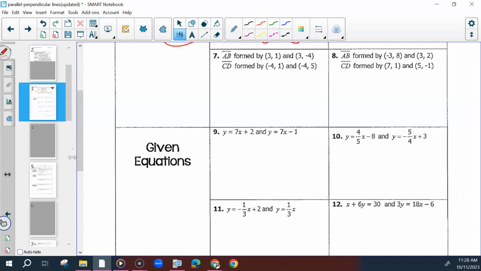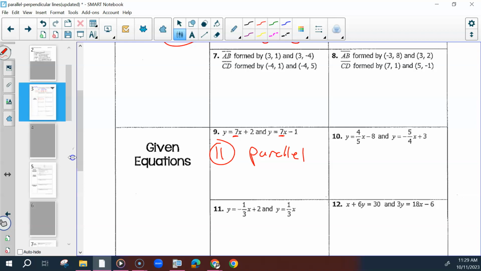Now we're going to talk about equations. If they give you the equations and they're in slope-intercept forms, you just have to look at the slopes. So for number 9, if I'm looking at these slopes, are these parallel, perpendicular, or neither? Are they 2 different slopes? No, so they're parallel. They're exactly the same, so they're parallel. If one was negative, then that would be neither.